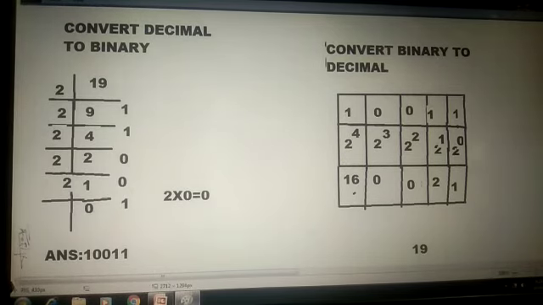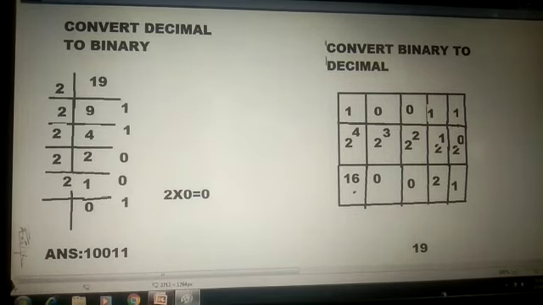So 16 plus 2 is how much? 18. 18 plus 1 is how much? 19. So we got the 19 with which we started.